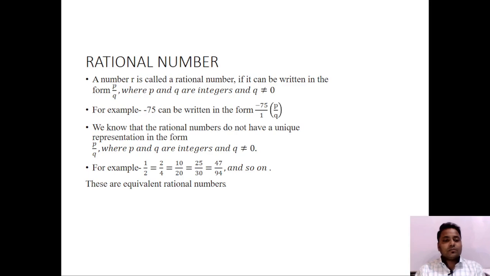We know that the rational numbers do not have a unique representation in the form p by q, where p and q are integers and q is not equal to 0. For example, 1 by 2 equals 2 by 4 equals 10 by 20 equals 25 by 50 equals 47 by 94 and so on. These are all equivalent rational numbers because the ratios of all the terms will be the same. So we can say all these numbers are rational numbers and they are equivalent to each other.